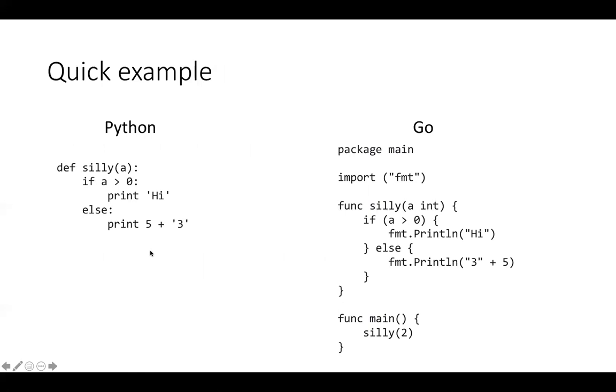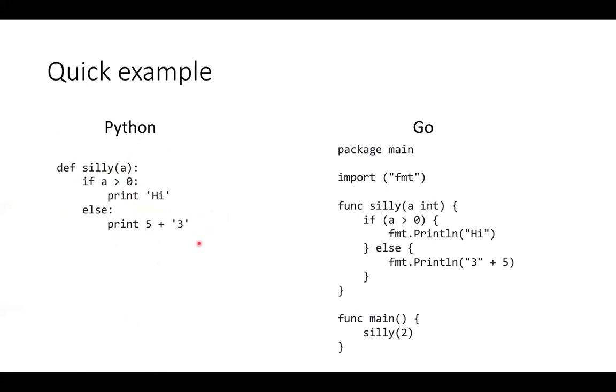So here's a couple of quick examples. In a language like Python, you might have a function, and in a dynamically typed language, you've got some function, and here you've got an A thing, and we don't know what type A is. We don't know if we can even do this comparison until runtime. Hopefully it'll work out.